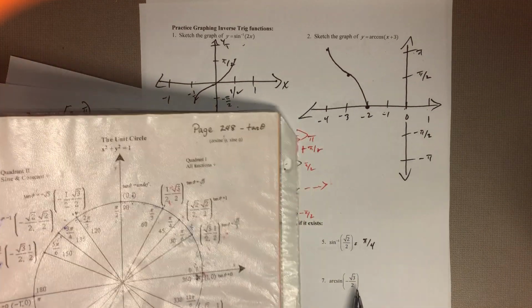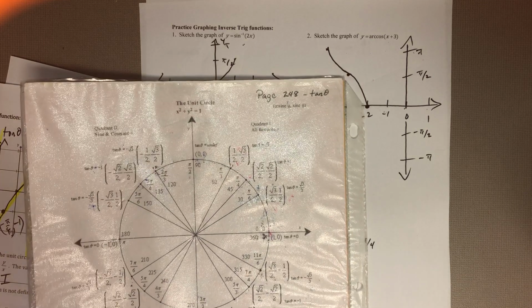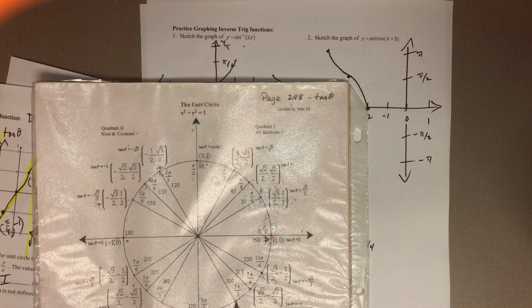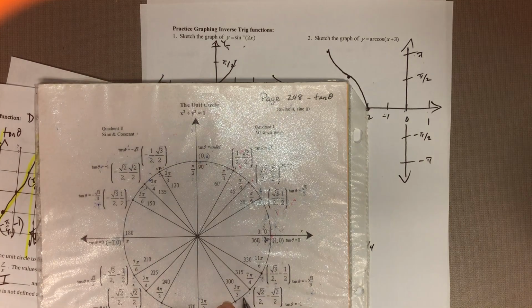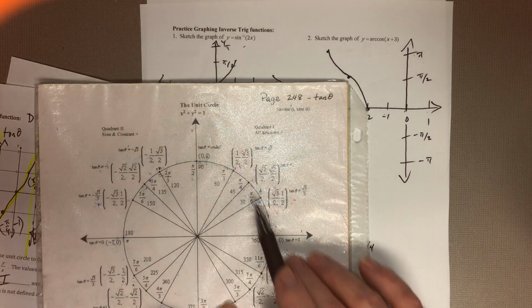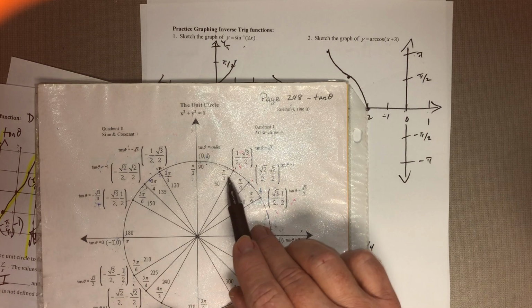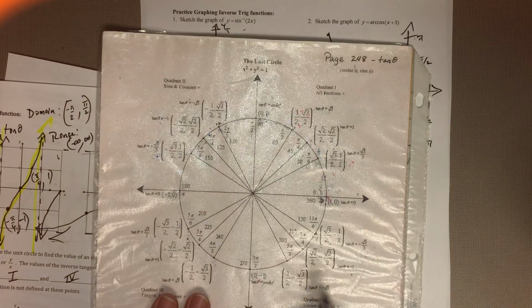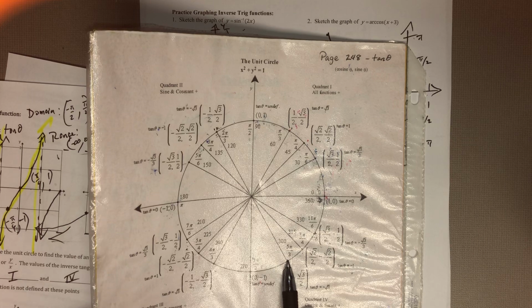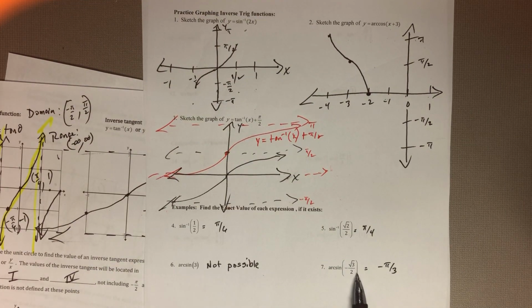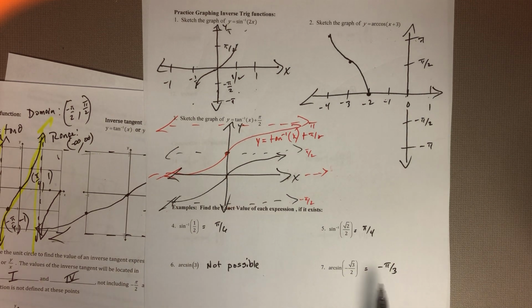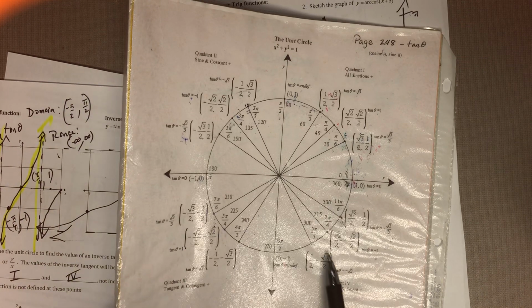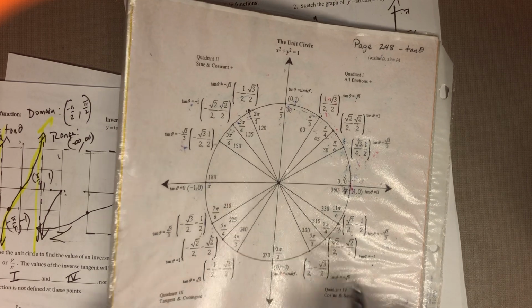All right, that sine is negative. The sine value is negative square root of 3 over 2 down here. So the angle you're going to give is negative pi over 3. That is negative pi over 3. Now you don't want to give 5 pi over 3, because that does not fall into the range of the inverse sine. Remember, the range of the inverse sine is from negative pi over 2 to positive pi over 2, and 5 pi over 3 does not fall into that range.